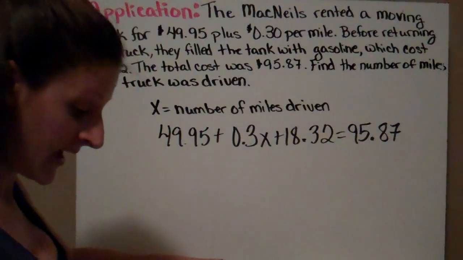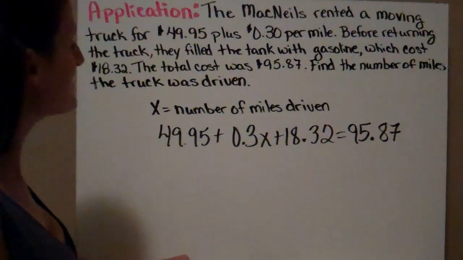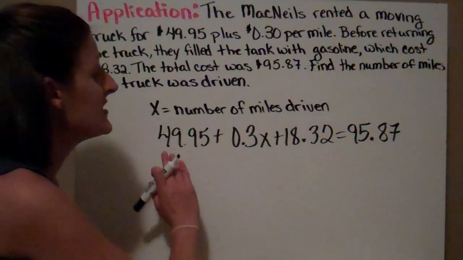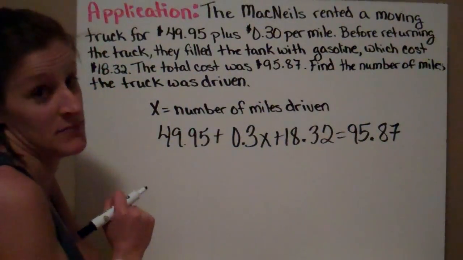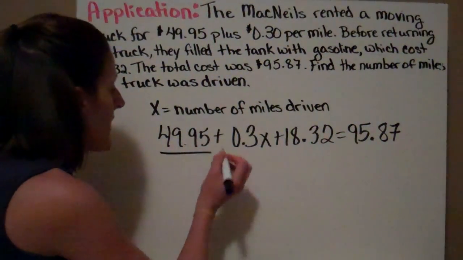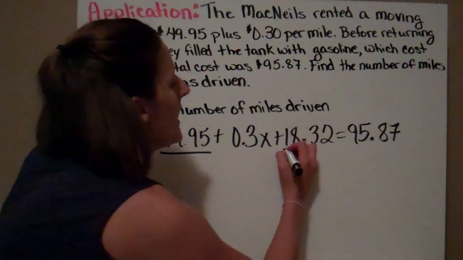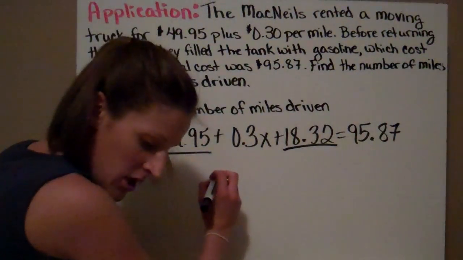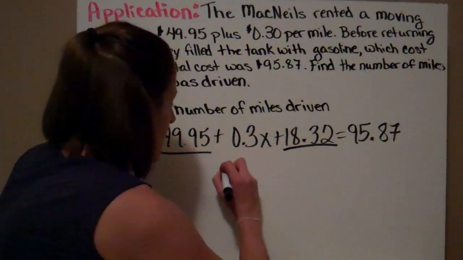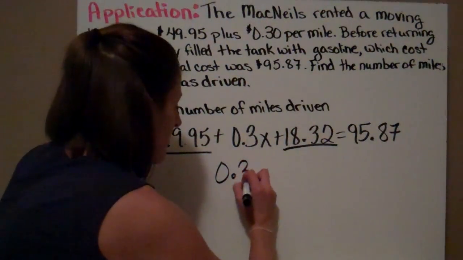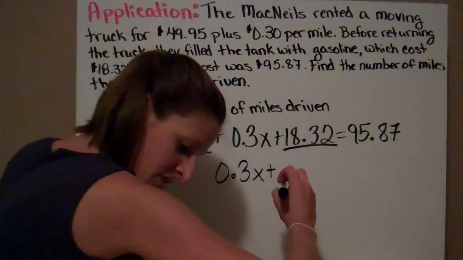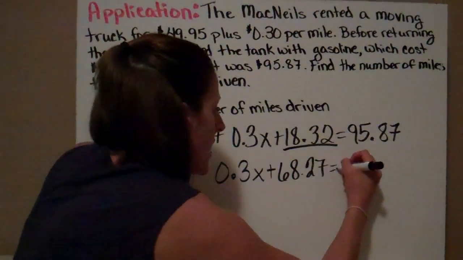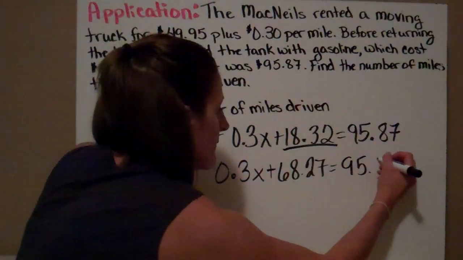Okay, I didn't have my calculator, but I have it worked out here. Alright, first thing we need to do is combine like terms. This side, one term. We're good over there. This side, we have 3 terms. 2 of them can be combined together. That is the ones without the x's. The $49.95 and the $18.32. So when you add those 2 together, you still have the 0.3x plus, you're going to have $68.27. All of that's going to equal the $95.87.